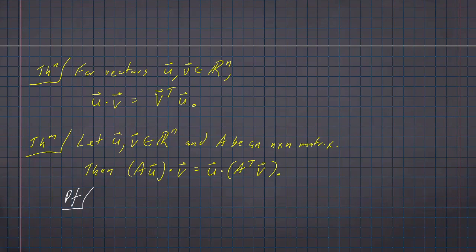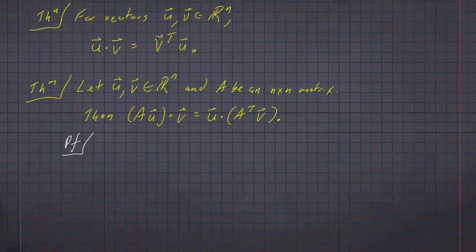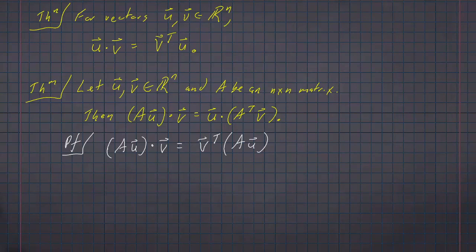And the proof here is a fairly straightforward algebraic proof using the properties of the dot product and the transpose of a product of matrices that we've just proven. If we start with Au dot v, that's the same thing as v transpose times Au. And matrix multiplication is associative, so we could take v transpose times A and then multiply by u.